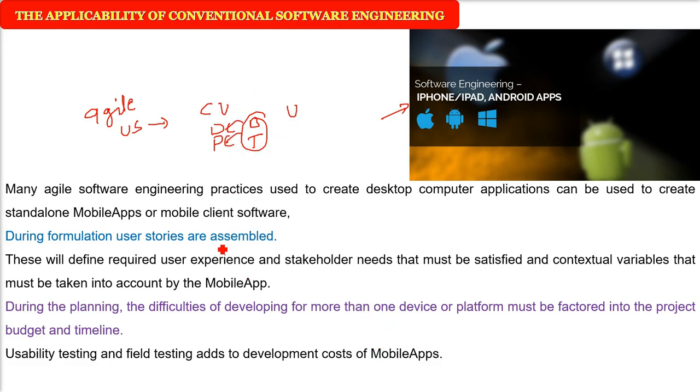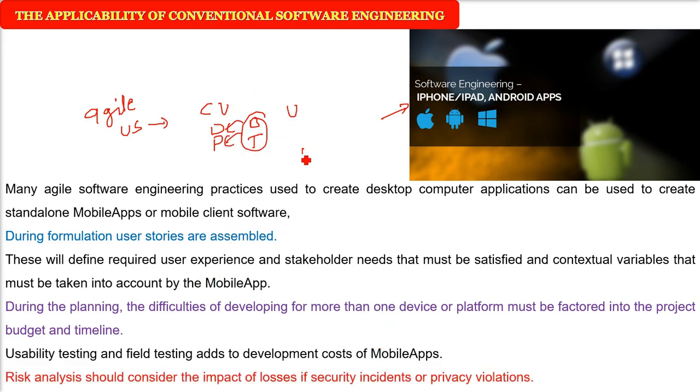And then the risk analysis, because in mobile app development, security and privacy are very important. So every time you have to think about the risk analysis, and this also adds to the cost and to the thoughtfulness, because you are working in a wireless environment, and everything is personal now.